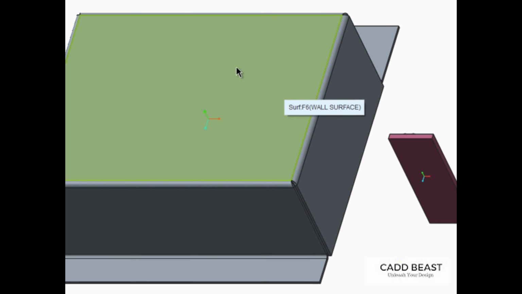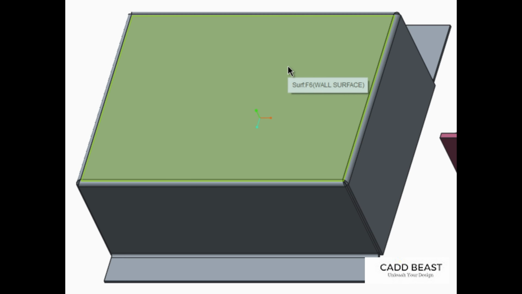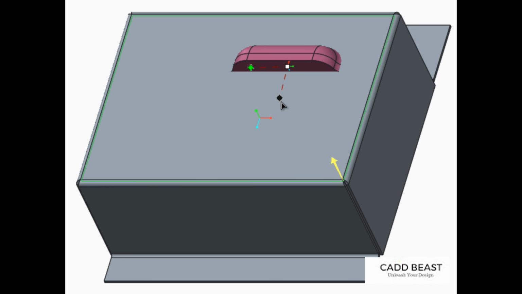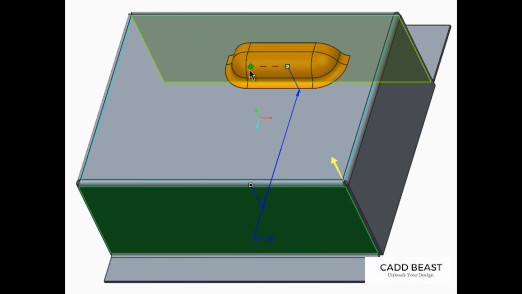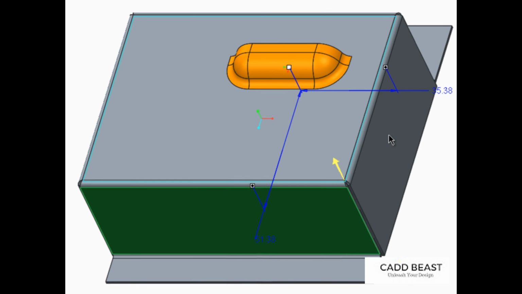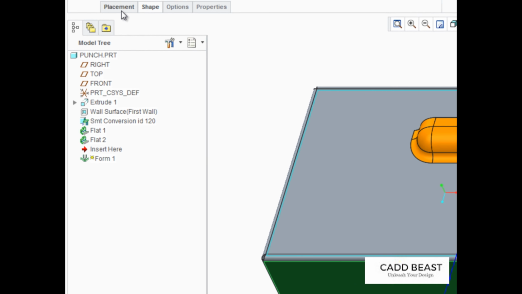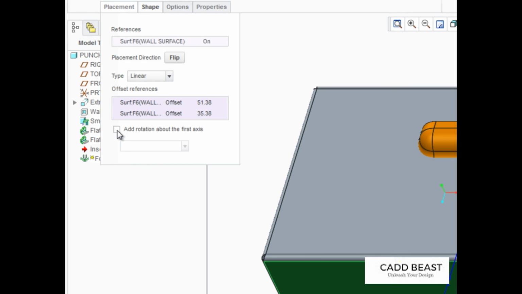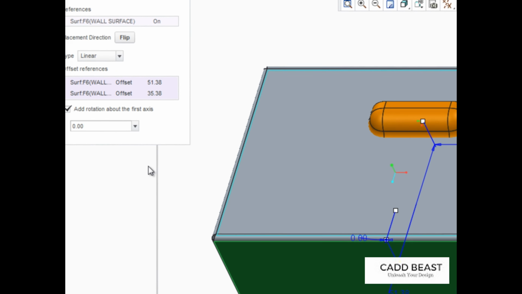Query to place this form on the inside surface of the sheet metal part. Then use the green offset reference drag handles to position the part on that surface. If you need to rotate the form, open the Placement tab and enable Add Rotation about the first axis.